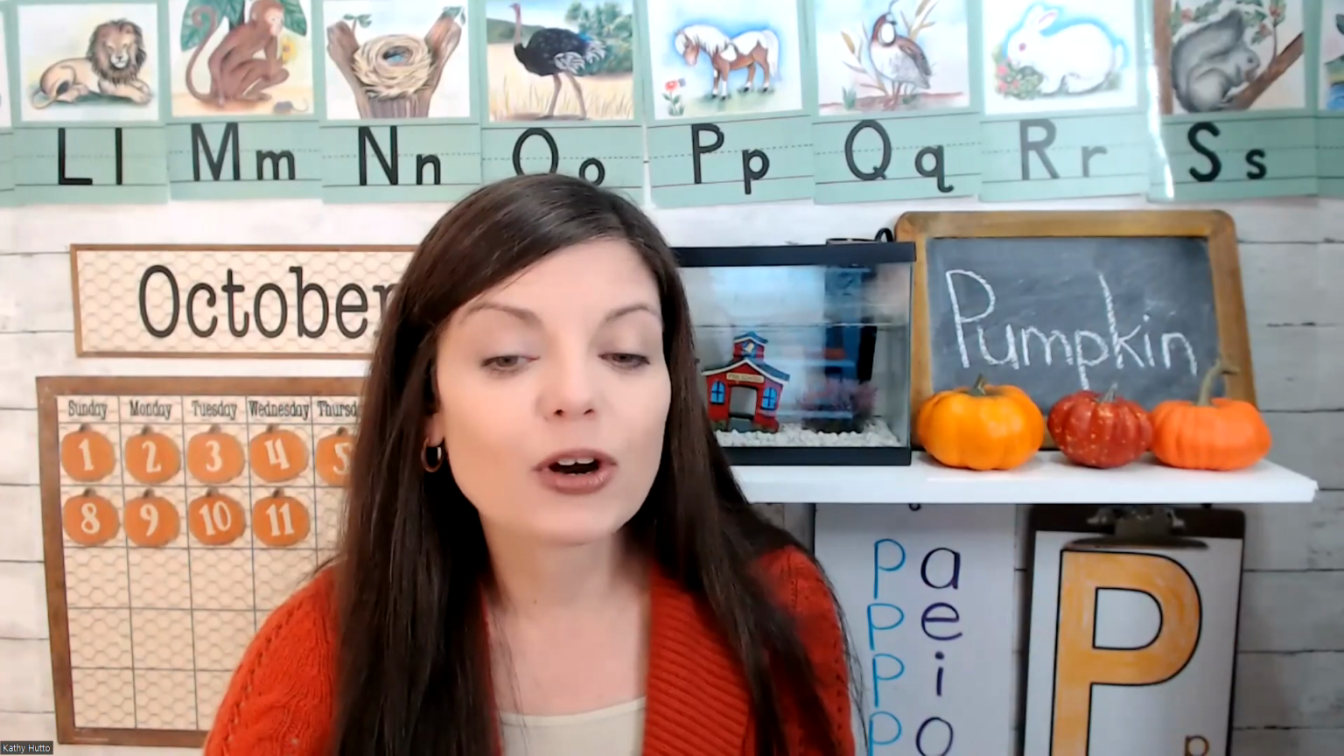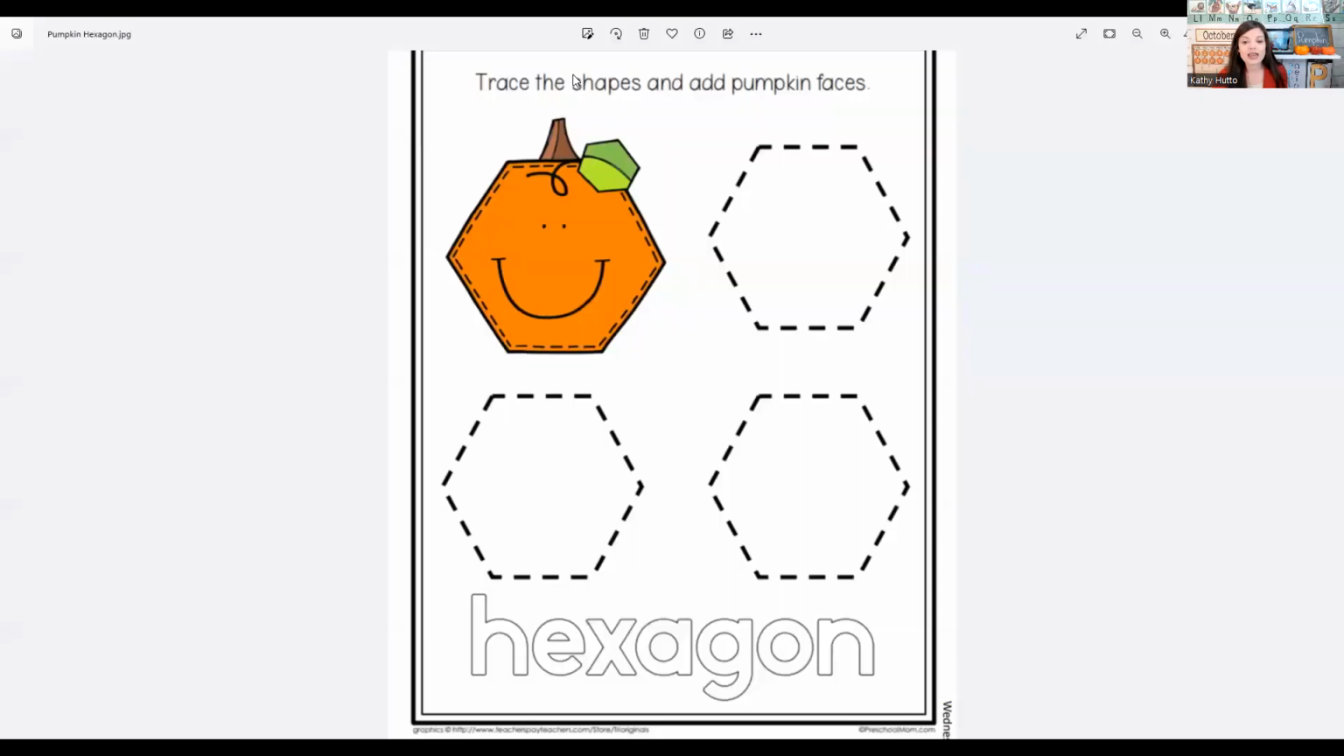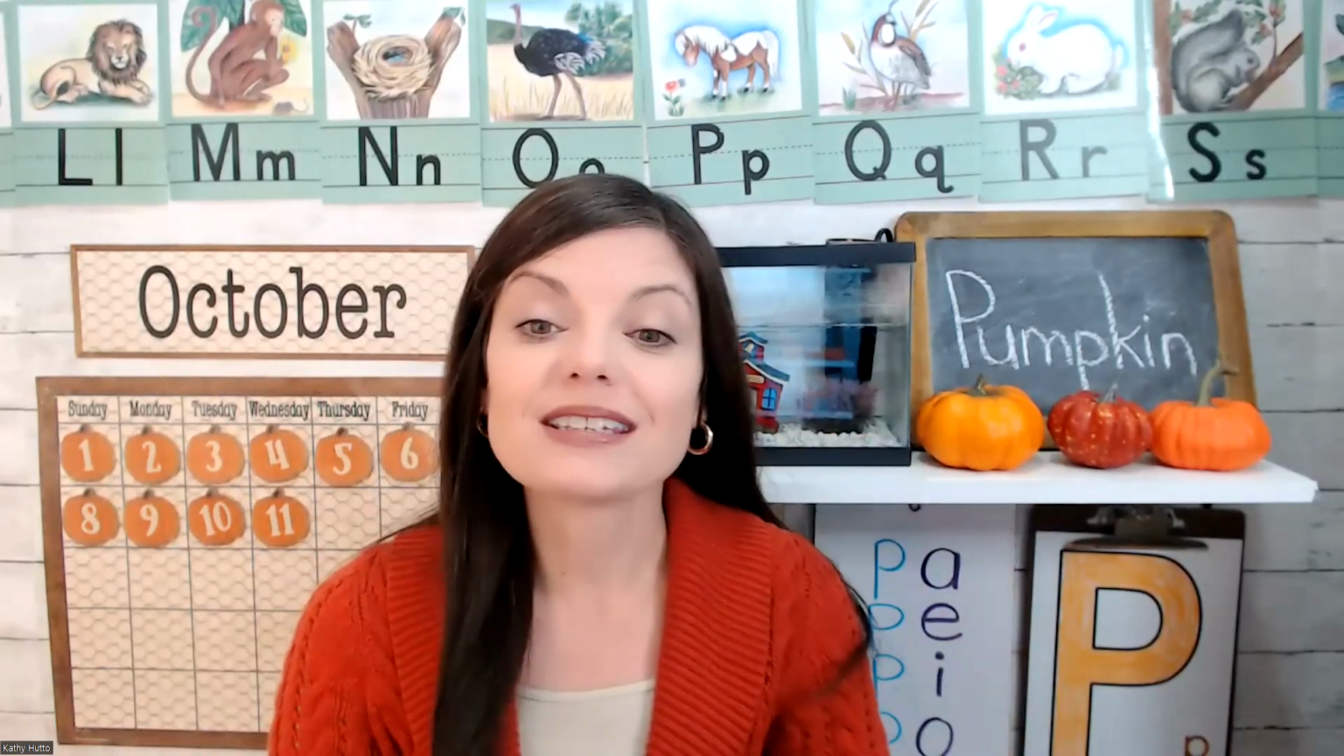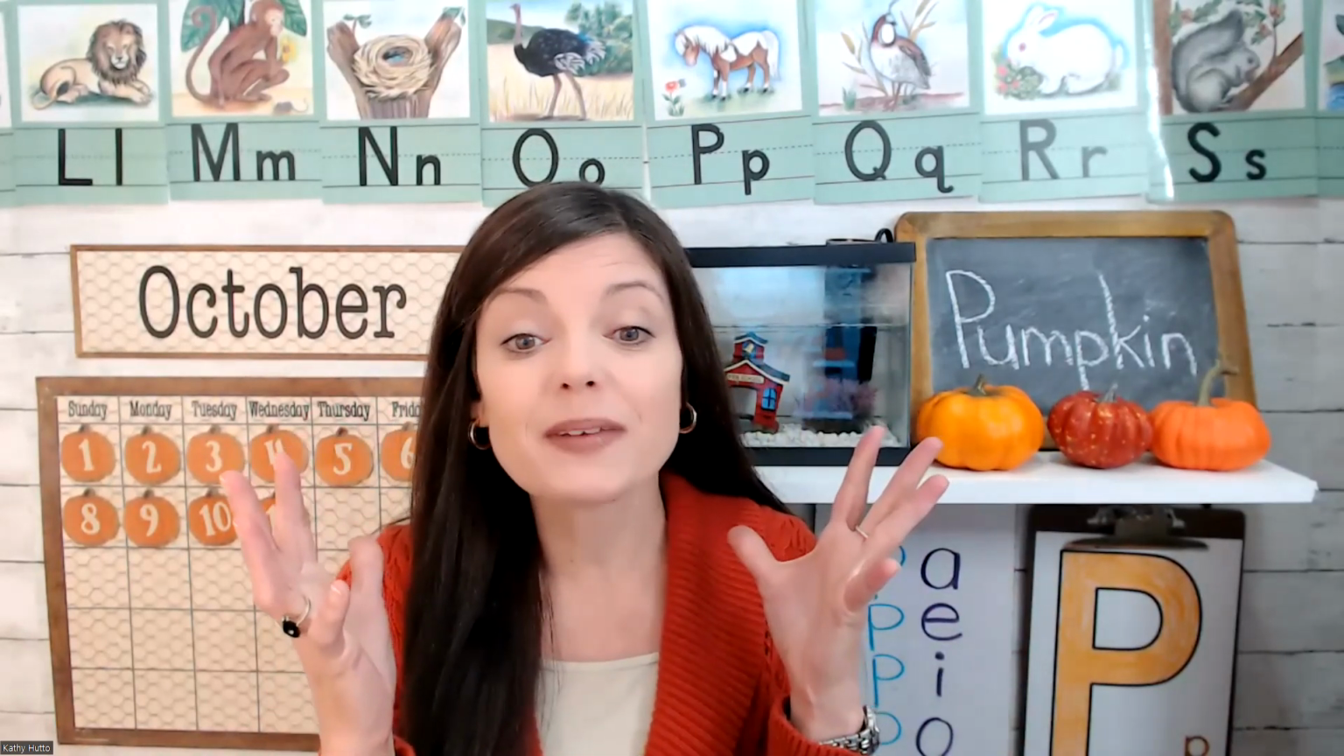Well, it's next time for our shape of the week, and we've been working on the shape hexagon. We're going to trace some hexagons today. A hexagon has 6 sides. 1, 2, 3, 4, 5, 6. A hexagon has 6 sides. 1, 2, 3, 4, 5, 6. What shape is this? It has 6 sides. It's a hexagon. Very good.